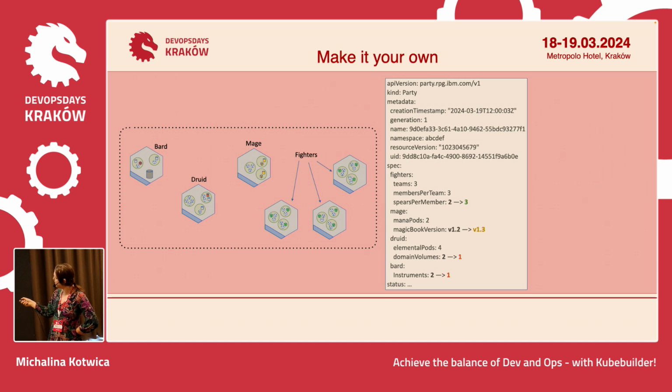And in this update, we want to add more spears per fighter in a fighter team. Update the magic book version of our mage. Reduce the druid's domains from 2 to 1, so it's no longer, let's say, a sea and forest druid, it's just a plain old boring forest druid, and the bard now only plays one instrument because he's talentless. Okay, well, that looks nicer still. Well, it doesn't do stuff just yet, but hear me out, it will.